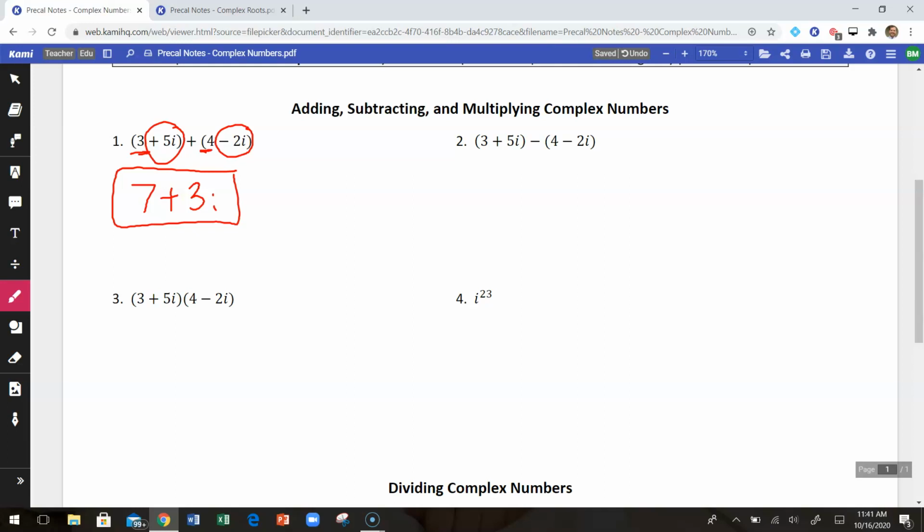Okay. When you subtract, again, same thing. You're going to subtract the real parts. 3 minus 4 is going to be negative 1. And 5 minus negative 2, that's 5 plus 2, that's going to be plus 7i.